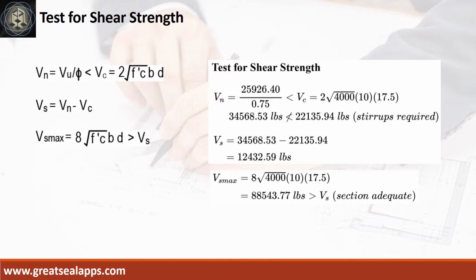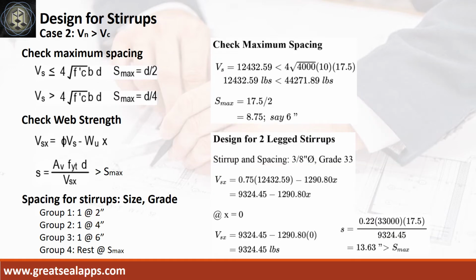The nominal shear force is 34,568.53 pounds, greater than 22,135.94 pounds concrete capacity. The shear force capacity of stirrup is 12,432.59 pounds, less than 88,543.77 pounds maximum stirrup capacity. Maximum spacing is 6 inches.